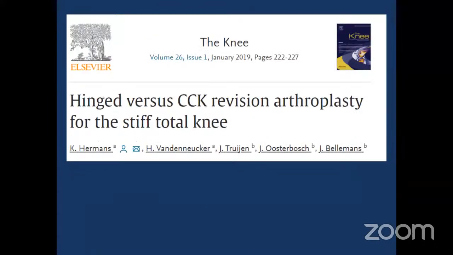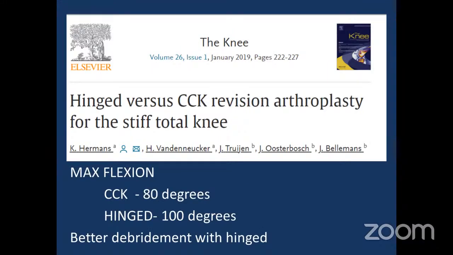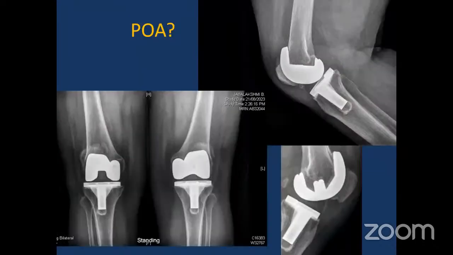In fact, this paper by Bellerman is looking at the other extreme. He's not looking just at a single component revision. He's looking at a hinged knee versus a CCK revision, and the outcome of these for a revision for a stiff knee. What he showed is that it is the hinged knee which probably gives you a better result if you're doing it for a stiff knee. The stiff knee may be because of a malrotated implant or maybe because of arthrofibrosis. But it's the hinge knee which probably gives you a better result than a CCK, probably because you can do a better debridement. There has been literature using lesser constraints, changing of inserts, etc., but all of them do not seem to be giving you good results.